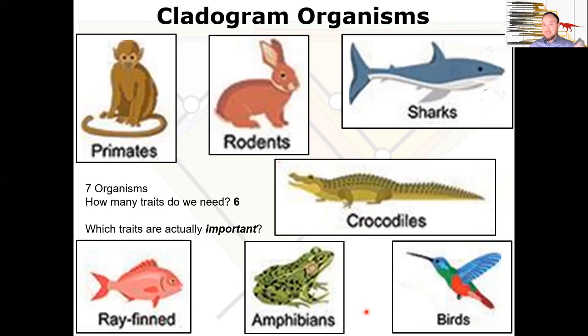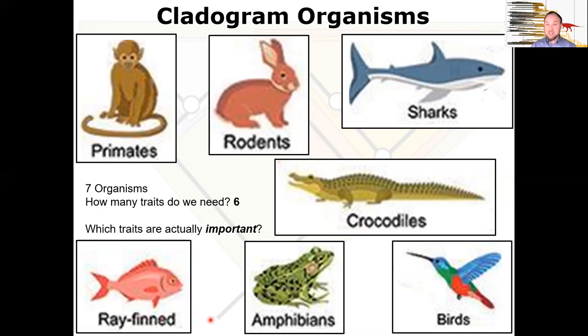So the first question that probably jumps to mind is, which traits should we use? Which traits are important? And which traits aren't important? Well, it kind of depends on the purpose of your cladogram, but we're trying to separate these things out. So if I want to use has 2 eyes as a trait, well, let's see, primates have 2 eyes, rodents have 2 eyes, sharks have 2 eyes, crocodiles have 2 eyes, birds have 2 eyes, amphibians have 2 eyes, and the fish have 2 eyes. That doesn't do anything to separate out any of these creatures.